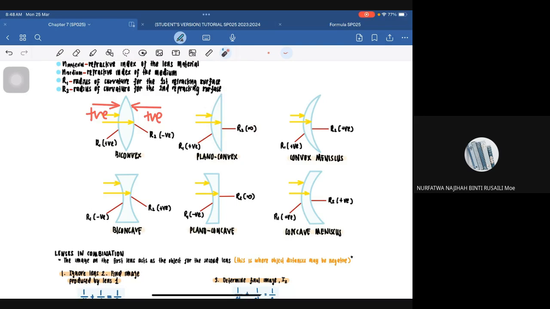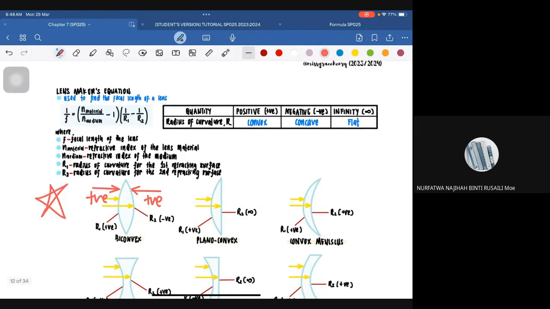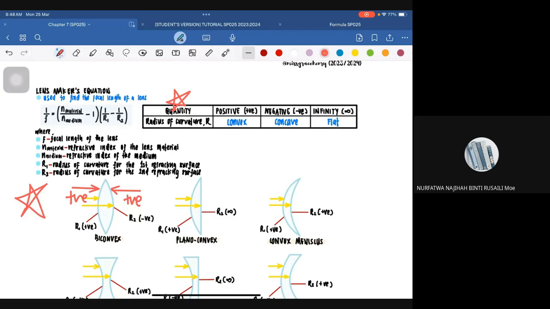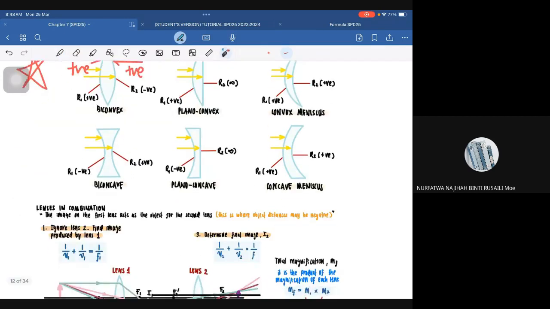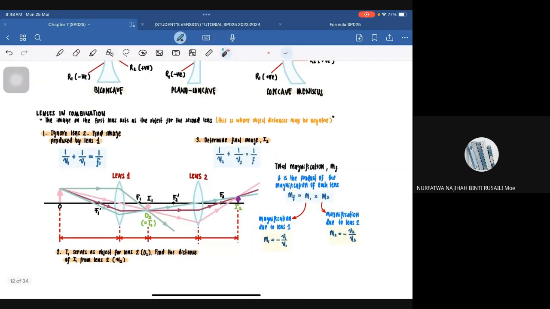Okay, again saya emphasize lah yang ni. Yang ni kamu kena wajib ingatlah dia punya radius of curvature ni. Dia punya sign convention ni. Sebab dia memang substitution saja, tapi the sign convention should be correct lah. Okay, right. So yang itu untuk radius of curvature.